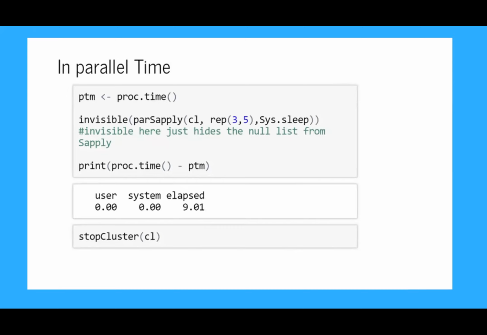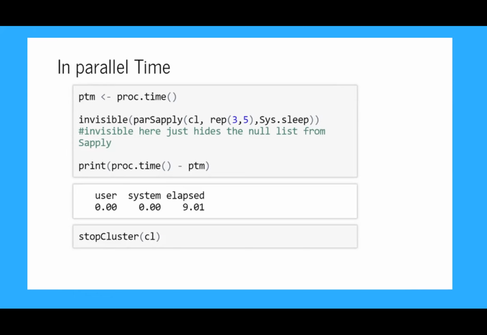So 5 times again, right? 3 times 5 should be 15 if it ran in series. And you can see here, it took 9 seconds. So we saved time, right? We told the computer to sleep 5 times for 3 seconds, and because we had 2 workers working at those 3 seconds at the same time, it was faster, 9 seconds.